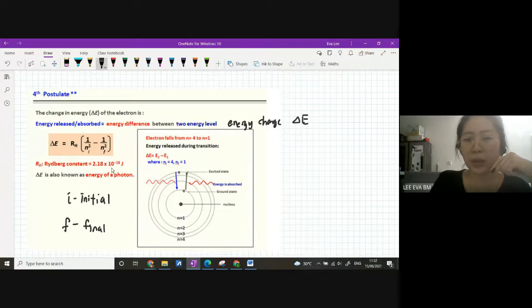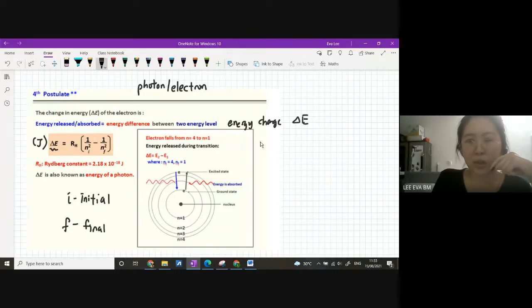So Rydberg constant, again, we use the same thing because delta E is still in unit joule. So kita masih guna Rydberg constant 2.18 times 10 to the power negative 18 joule. Over here, delta E is also known as the energy of a photon. We will use two terminologies, either photon or electron. They actually mean the same thing. Photon is an electron carrying the energy. So delta E can also be known as energy of a photon, energy release, energy absorbed, energy difference, or energy change.